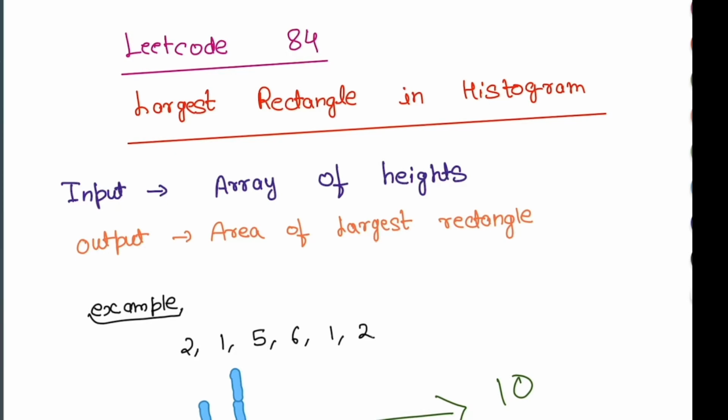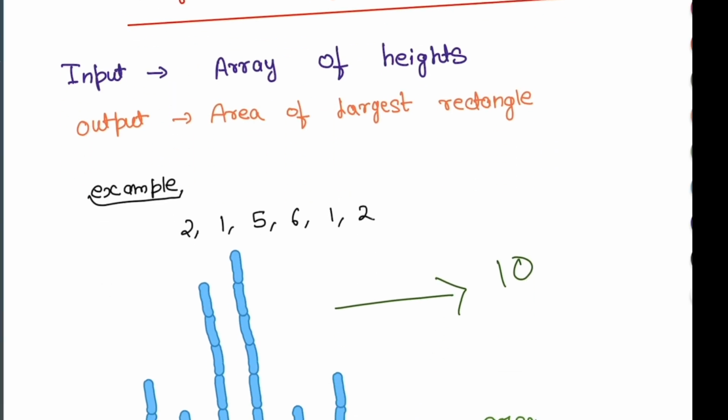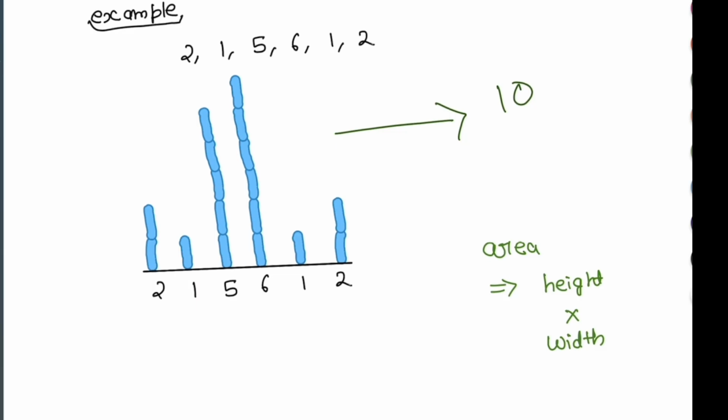In this video, we are going to solve one of the hard problems of Leetcode, which is Largest Rectangle in Histogram. In this problem, we are given an array of heights as an input, and these heights are the heights of different bars in a histogram. The output we need to give is a rectangle which has the largest area. Now let us try to understand it with an example.